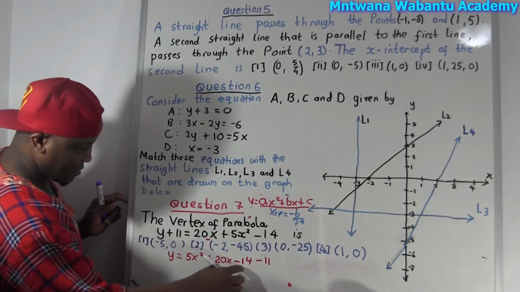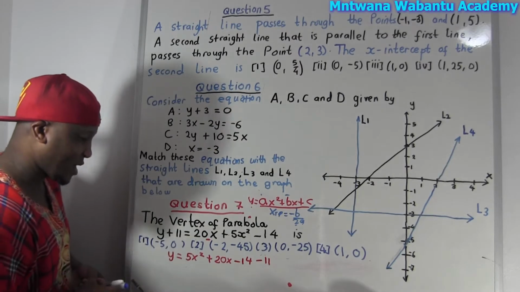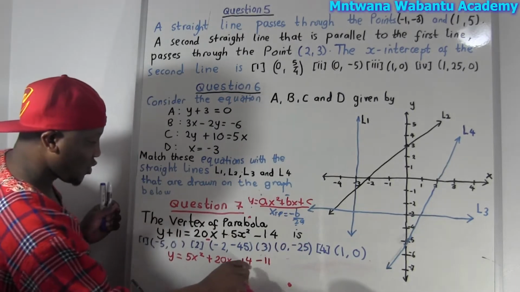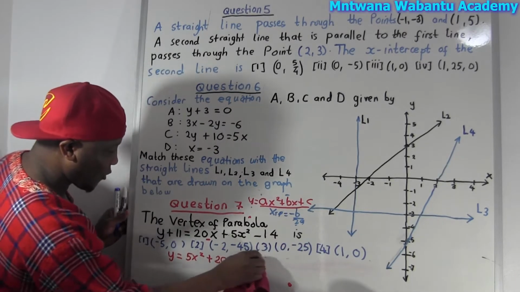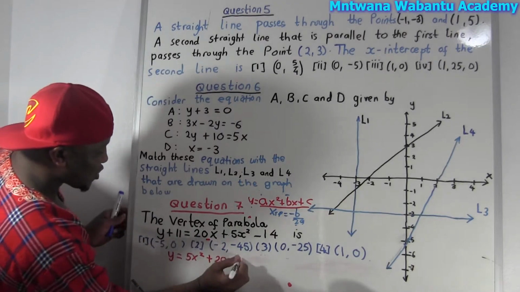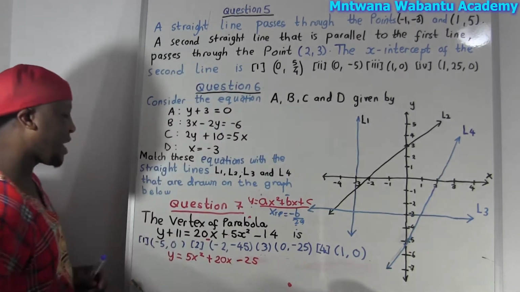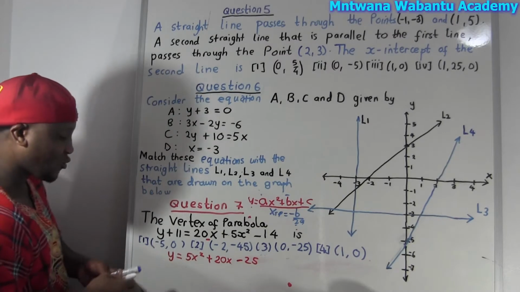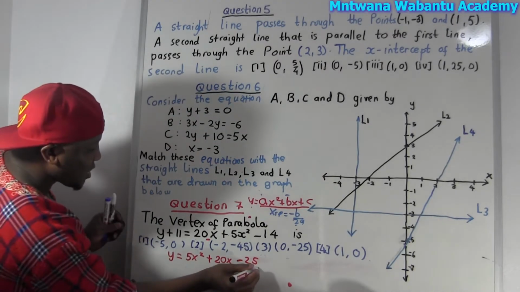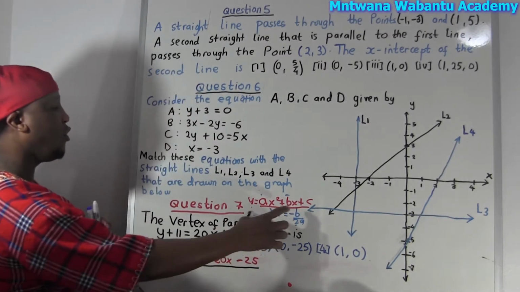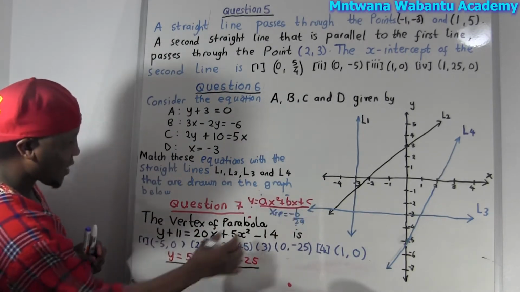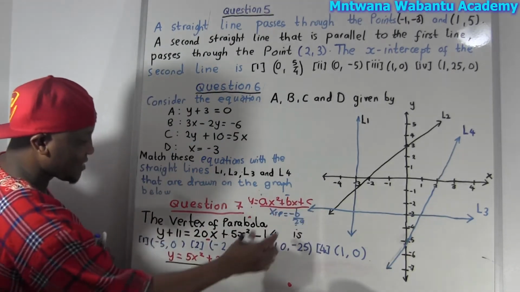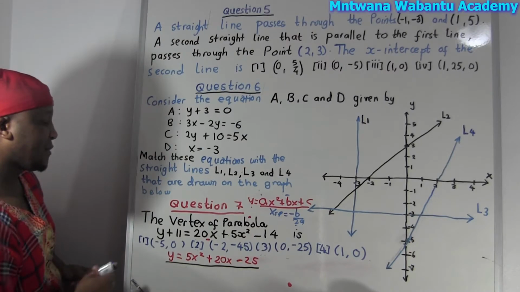So negative 14 minus negative 11 is going to give us negative 25. So for that case, you see, this equation is already in the standard form of quadratic, just like that. Look, ax squared, bx, this is the x, and c. So now let's go and get the vertex.